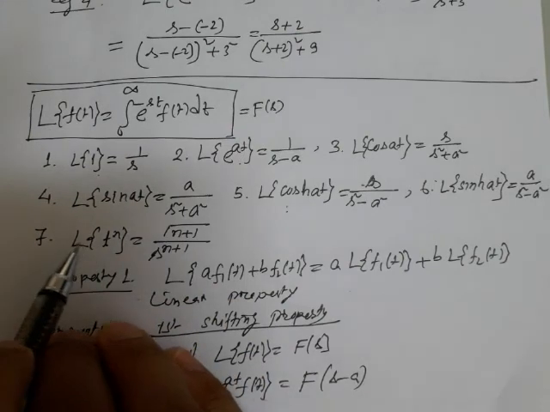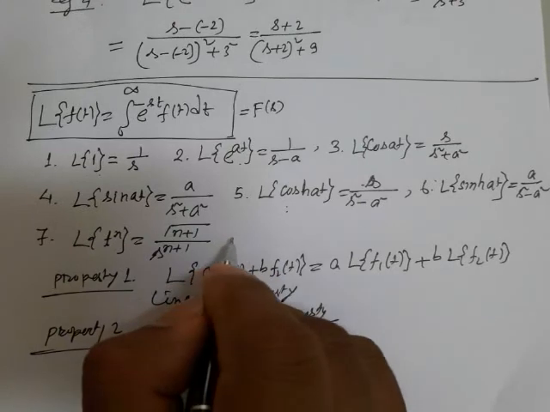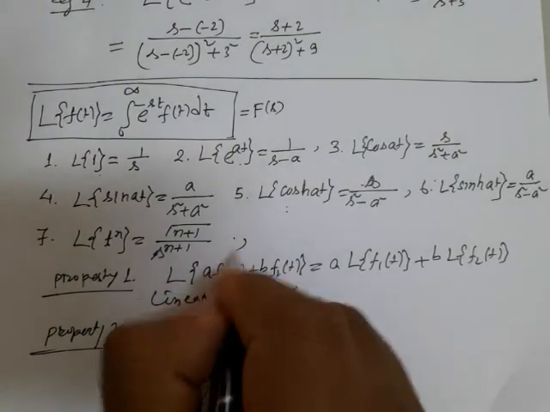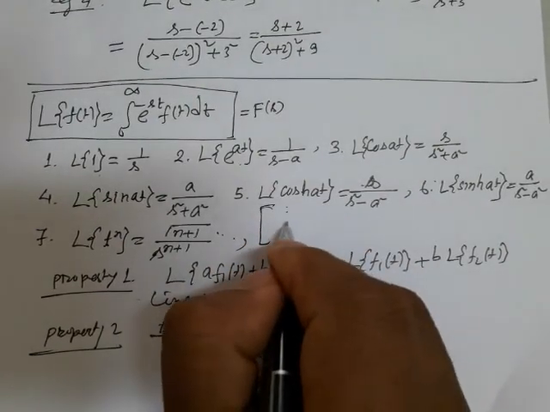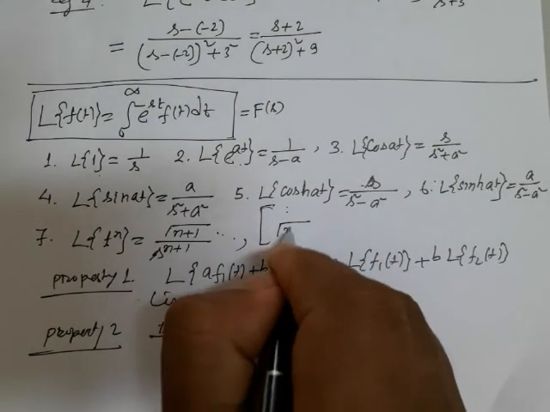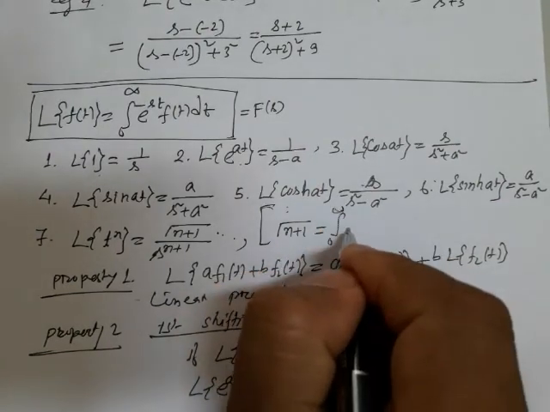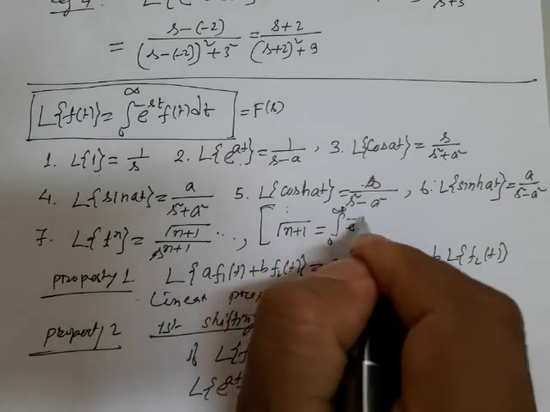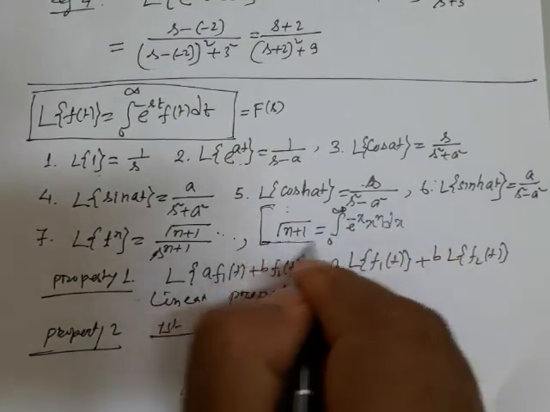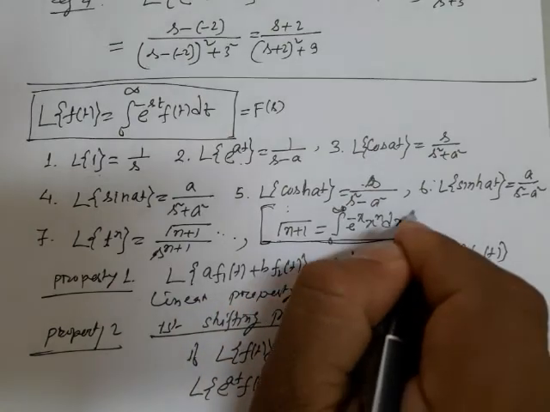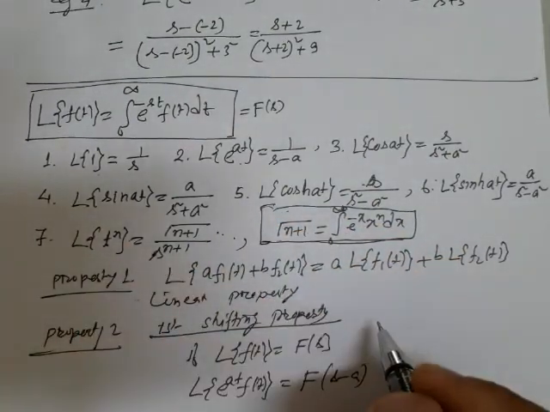To prove this, you have to use one more formula, that is called the gamma function. For this you have to use the formula gamma of n plus 1 equals integral from 0 to infinity of e to the power minus x into x to the power n dx. Okay, so using this formula you can derive the question number 7 formula.